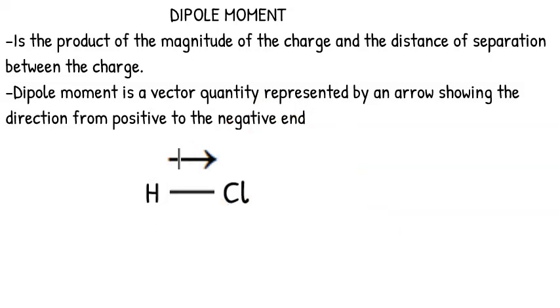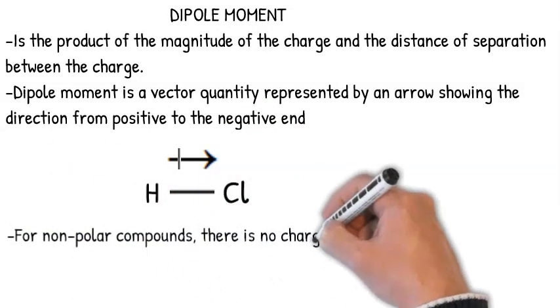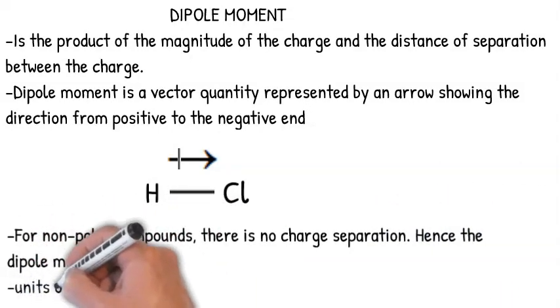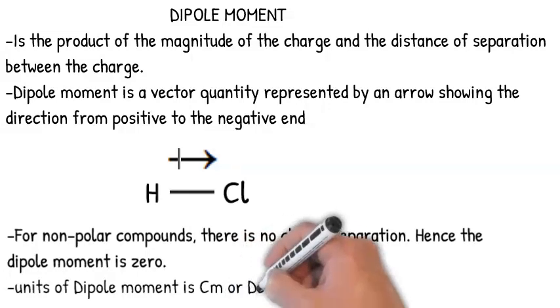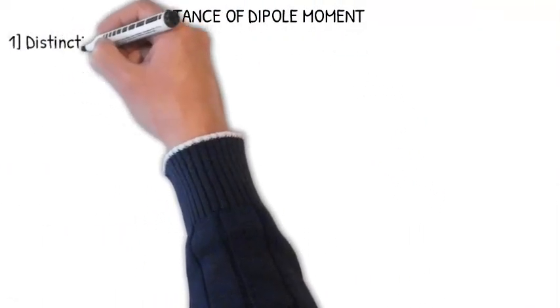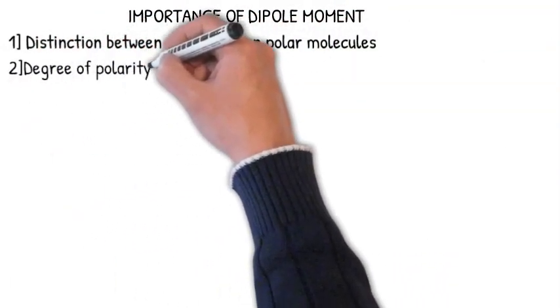Consider the molecule of hydrogen chloride. For non-polar compounds, there is no charge separation, hence the dipole moment is 0. Units of dipole moment are coulomb meter or Debye. Importance of dipole moment. Number 1. Distinction between polar and non-polar molecules. Number 2. Degree of polarity of molecules.